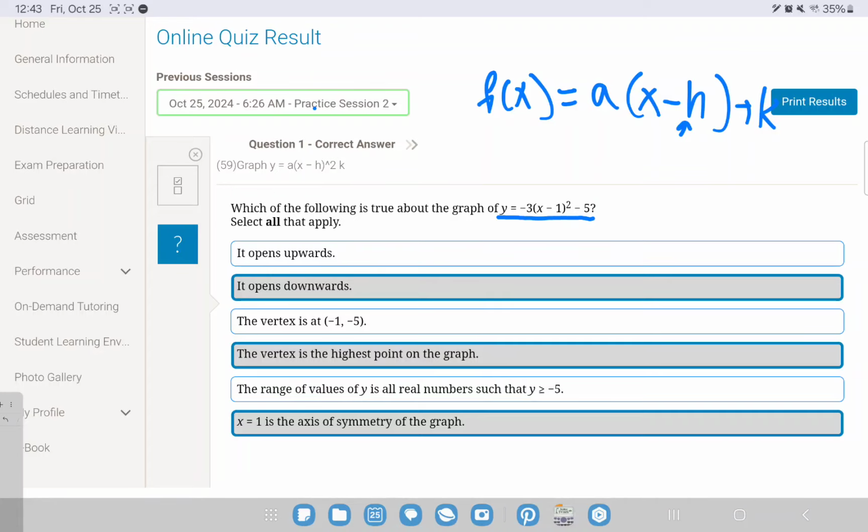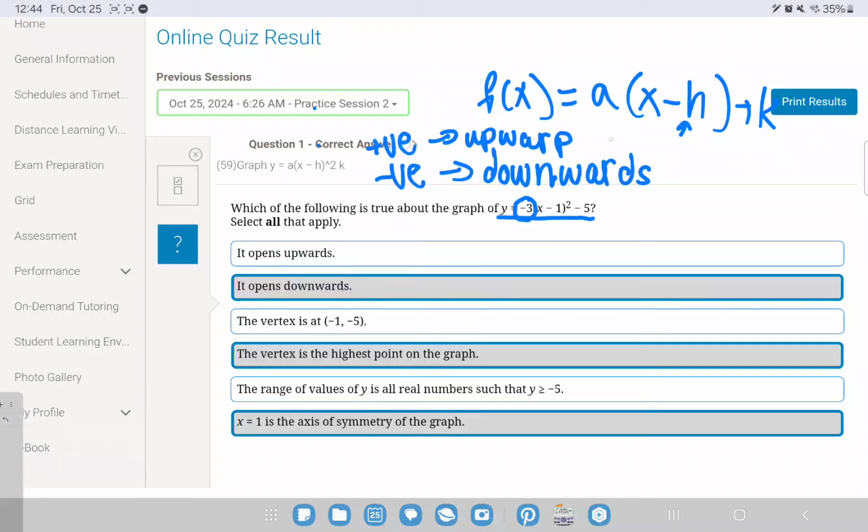Okay, it opens upwards. How do we know if it opens upwards or downwards? You look at a, this value here, negative 3. If it is negative, it opens downwards. If it is positive, it opens upwards. So this here is negative, so we know it opens downwards, not upwards. So that's our first option gone. If it opens downwards, it can't also open upwards at the same time.